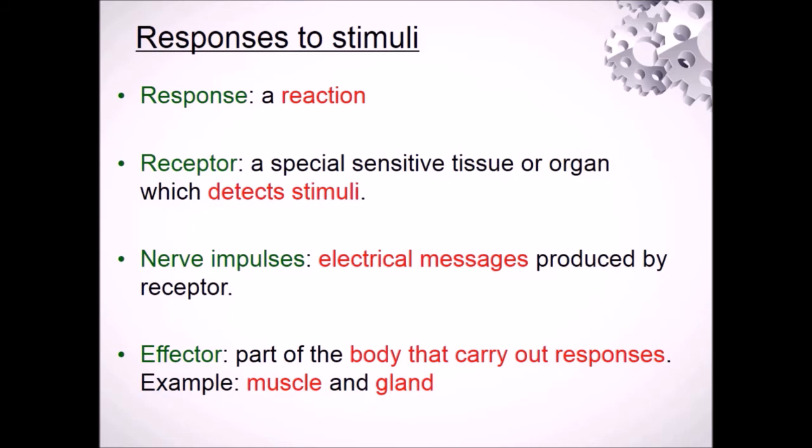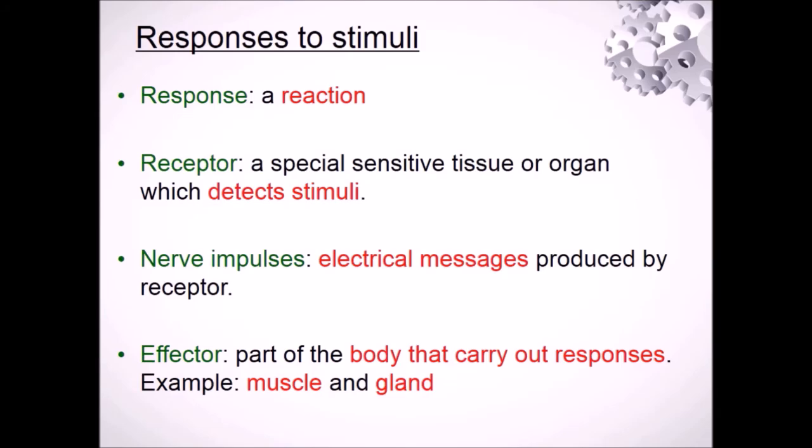Response means a reaction. A receptor is a special sensitive tissue or organ which detects stimuli. Nerve impulses are electrical messages produced by the receptor. Effectors are the parts of the body that carry out responses, for example, muscles and glands.